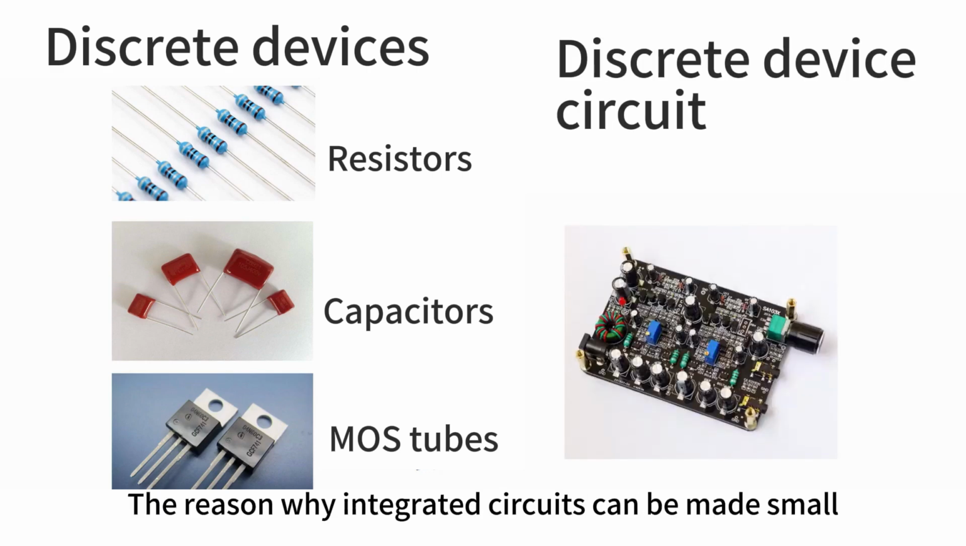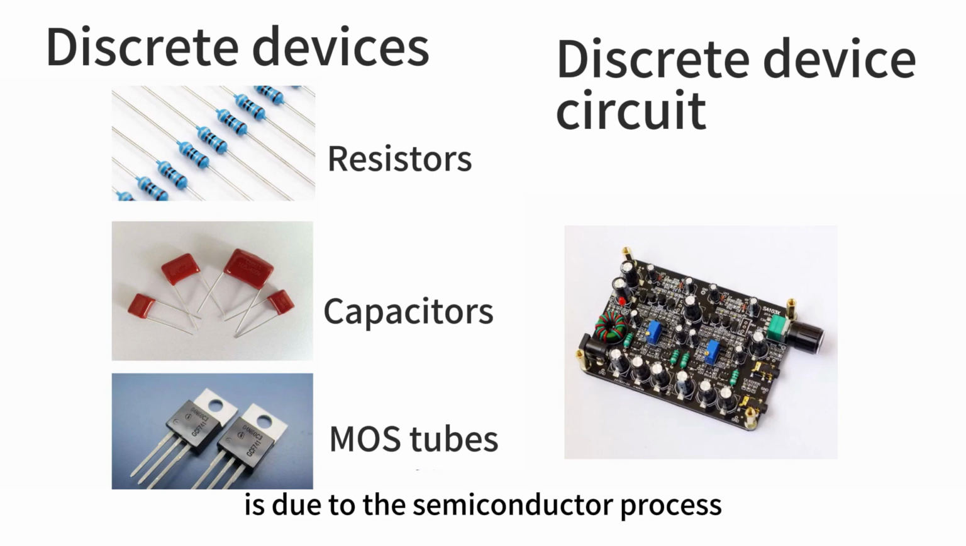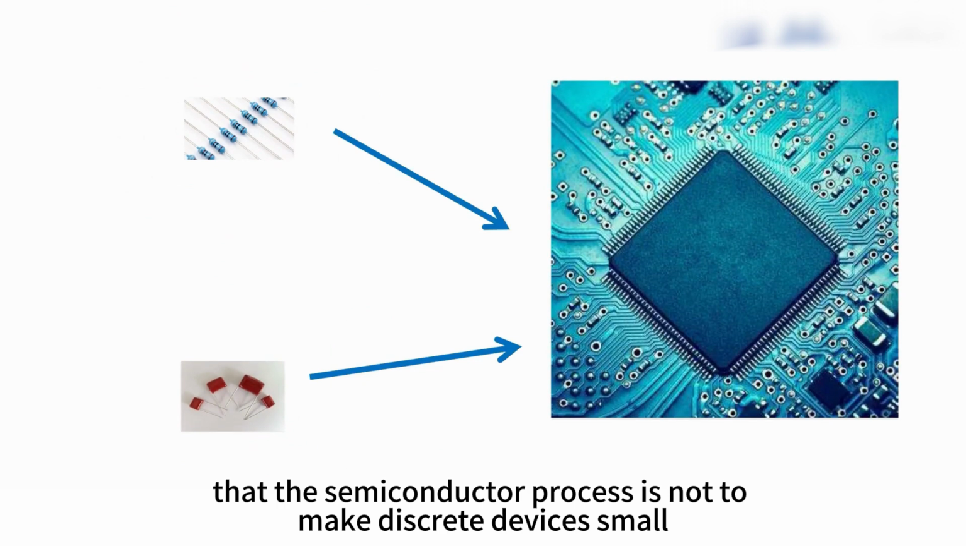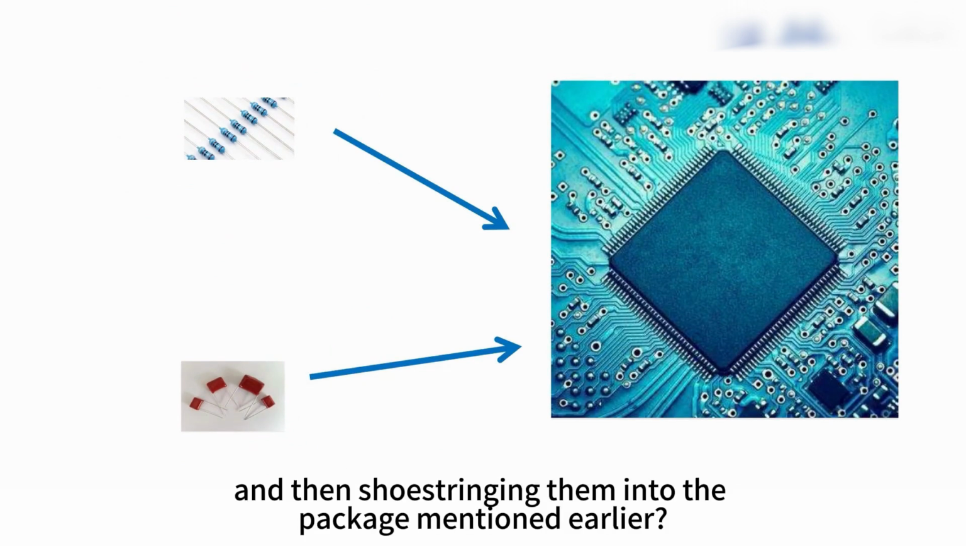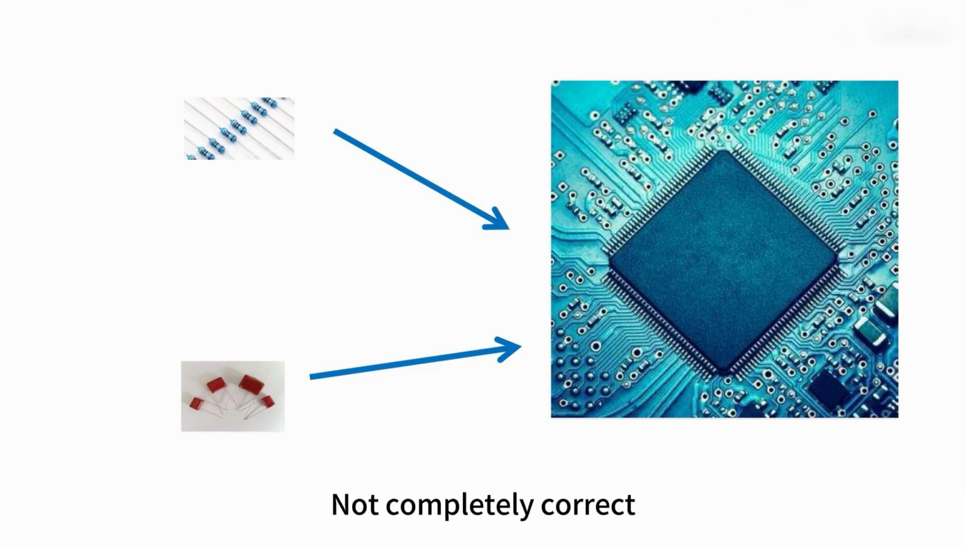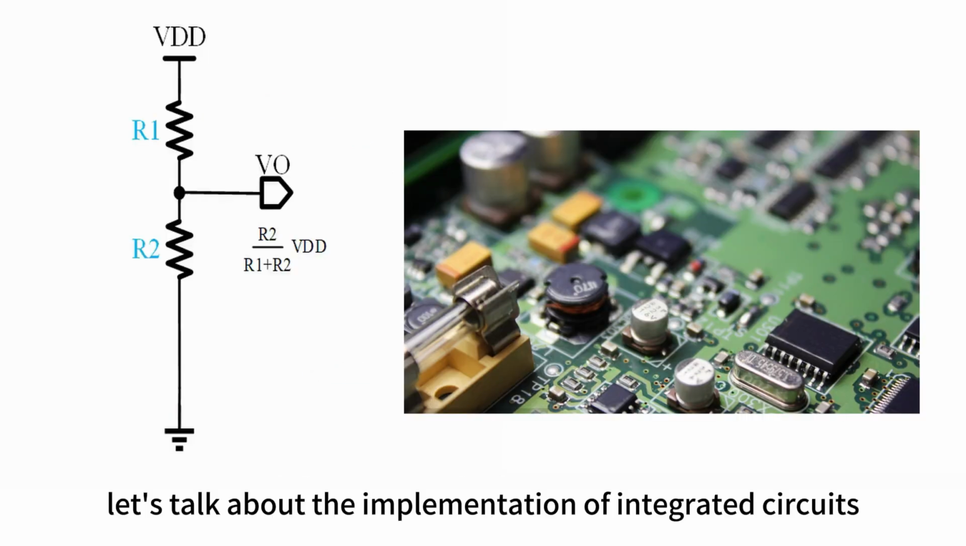The reason why integrated circuits can be made small is due to the semiconductor process used to manufacture integrated circuits. Some people may speculate that the semiconductor process is just to make discrete devices small and then stuff them into the package mentioned earlier. Not completely correct. Next, let's talk about the implementation of integrated circuits.